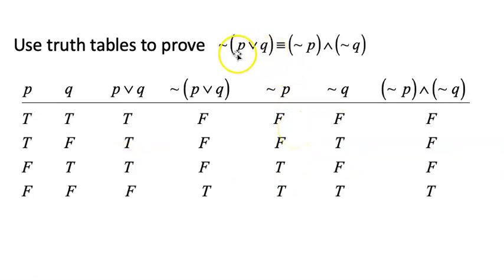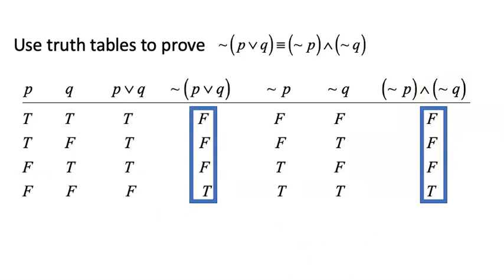Have we shown that not (P or Q) is the same as not P and not Q? Not (P or Q): F, F, F, T. Not P and not Q: F, F, F, T. So those two are the same. So if that's the case, what do we conclude? We conclude not (P or Q) is equivalent to not P and not Q.